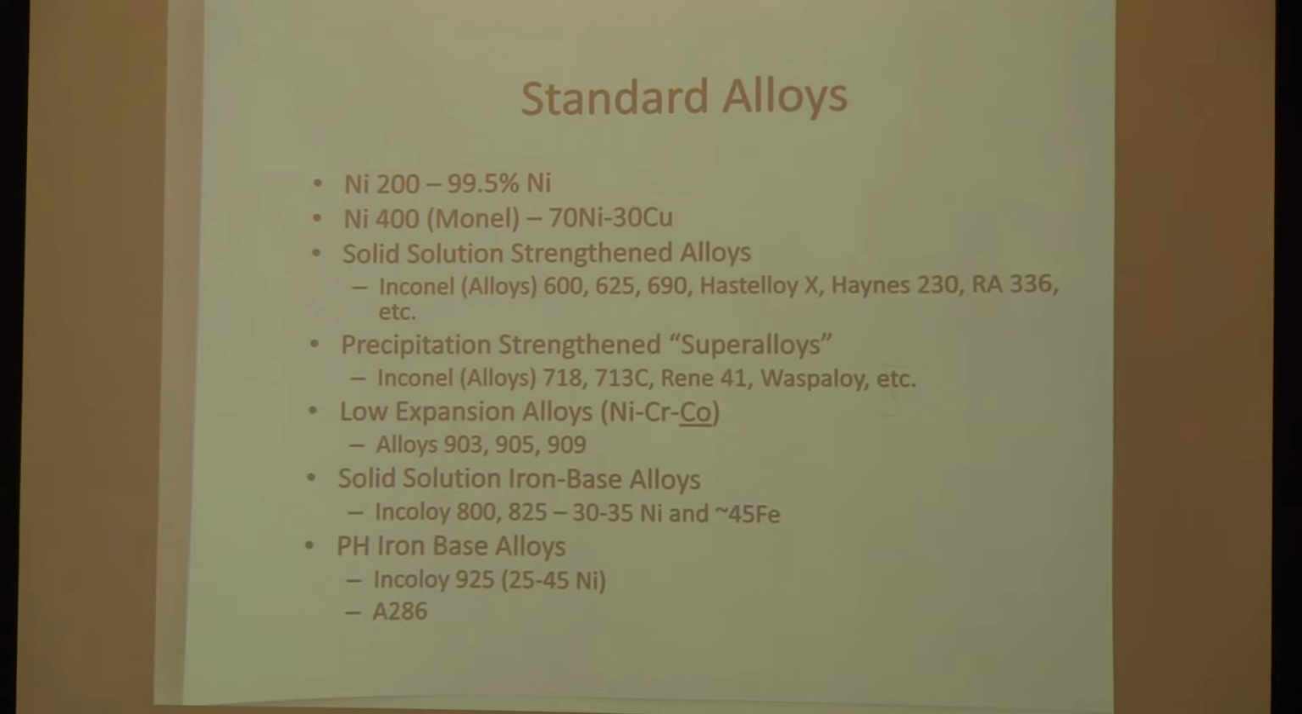Some other ones which we really won't cover much: there are low expansion alloys which contain cobalt. There are solid solution iron-based alloys which still have 30 to 35% nickel, but they have more iron, so they're considered iron-based alloys. Those are Incoloy alloys. And then there are precipitation hardenable iron-based alloys as well, such as Incoloy 925 and A286, which you might hear of.